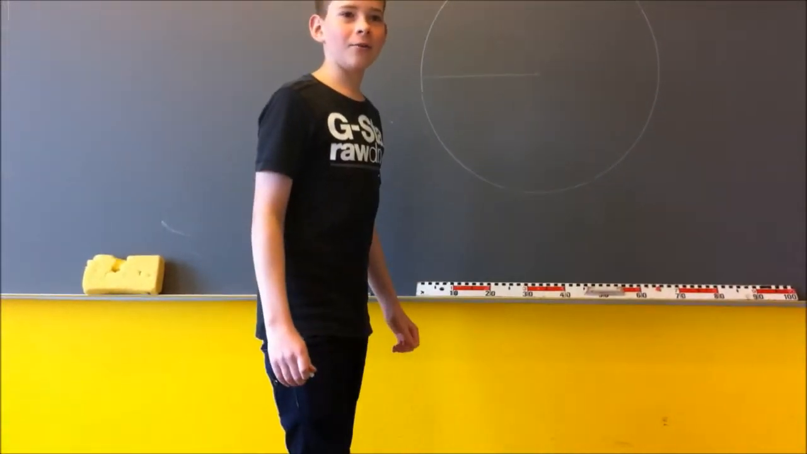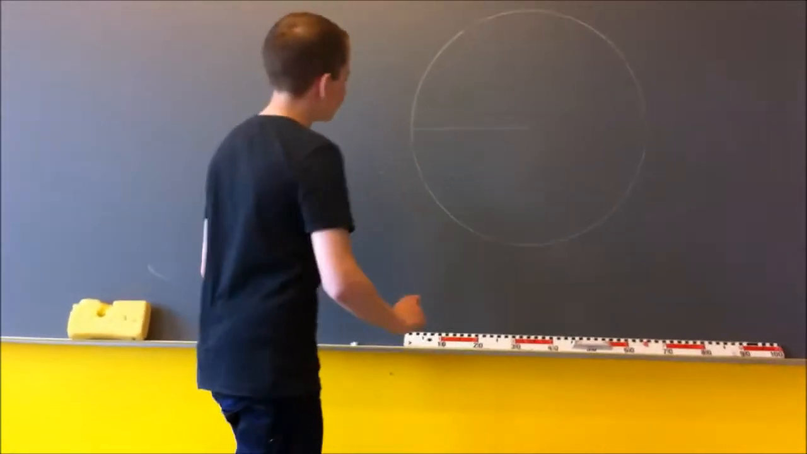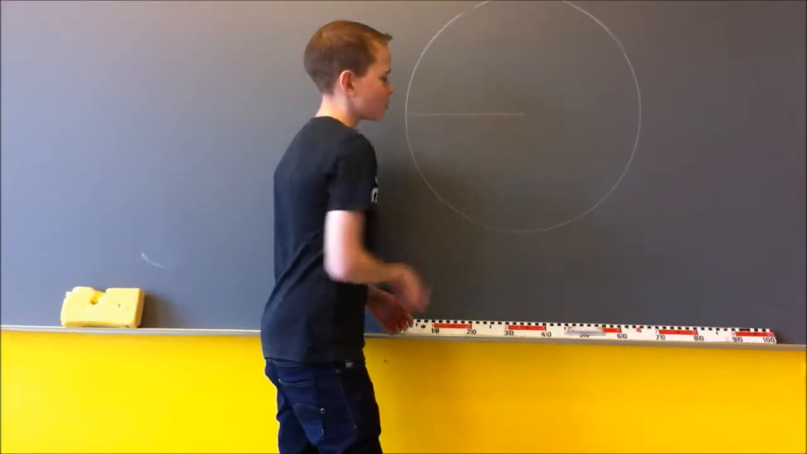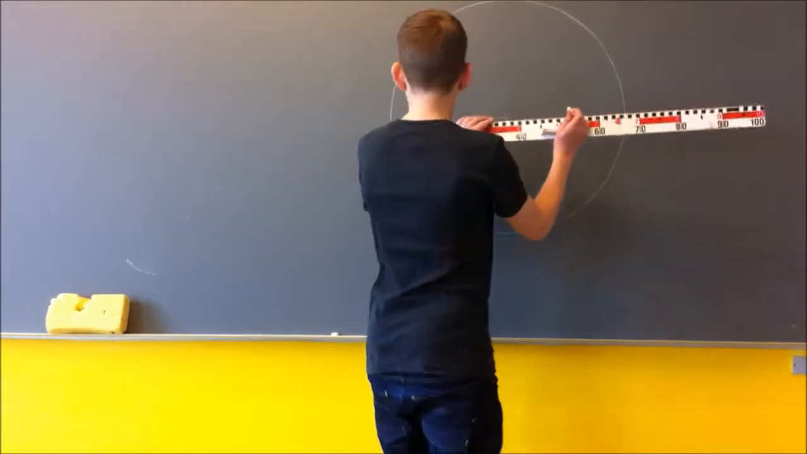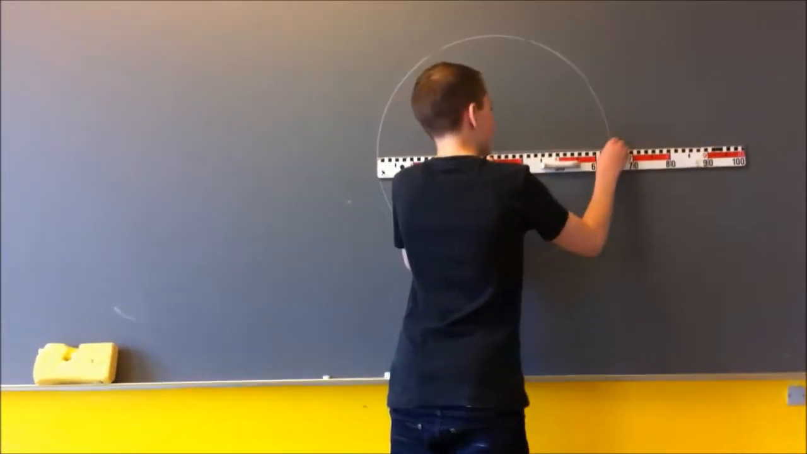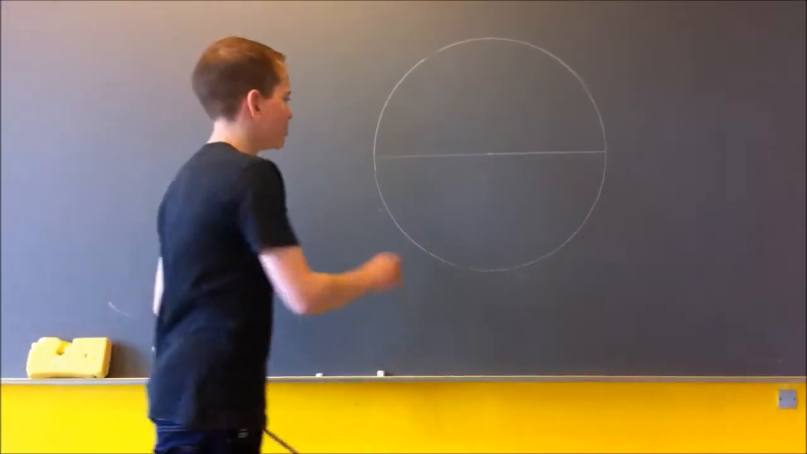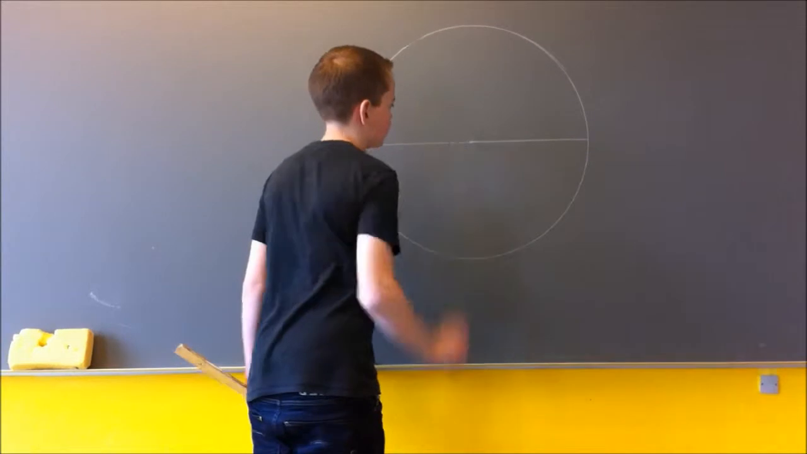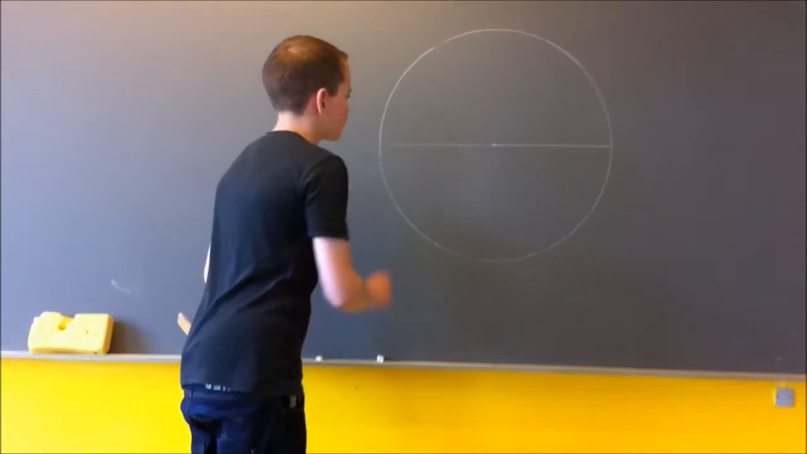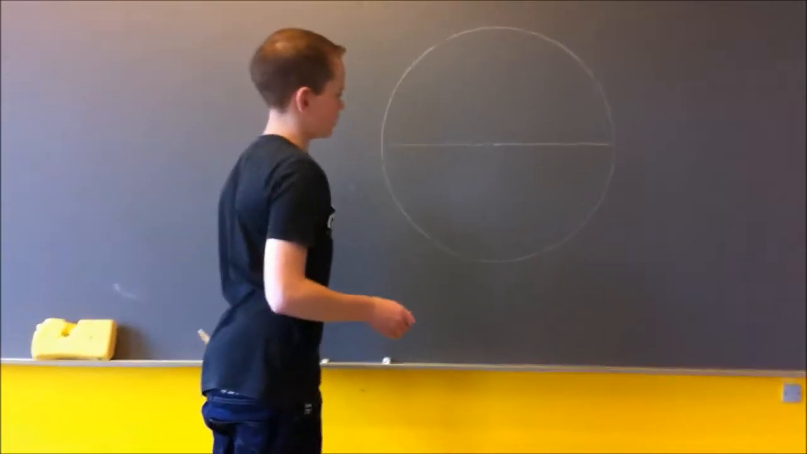I want to show you how to calculate the area of a circle. And to do that, you need the radius or the diameter. The diameter is a long line through the circle, and the radius is the half of the diameter.